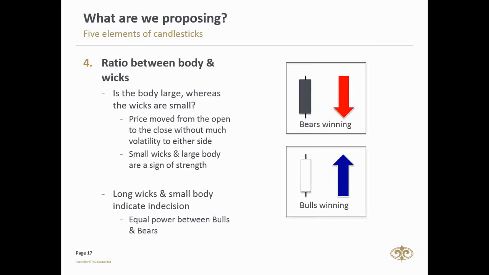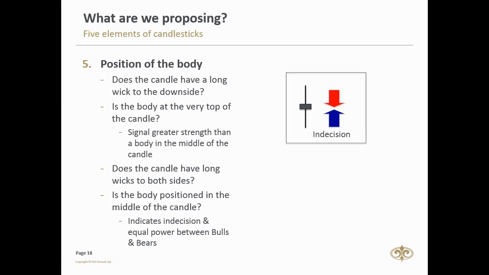Imagine the red right in the middle. It's not moving either way. Equal power. So remember, in this scenario, indecision. And we are highlighting some of those examples just now. In the fifth scenario, the position of the body. Does the candle have a long wick to the downside? Is the body at the very top of the candle? This signals obviously greater strength than the body in the middle of the candle.